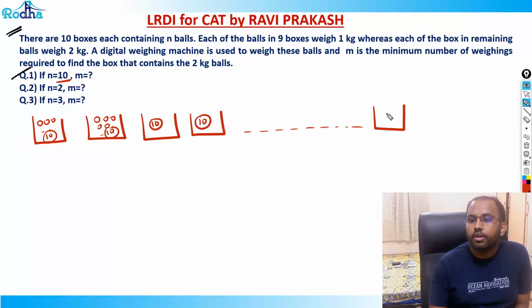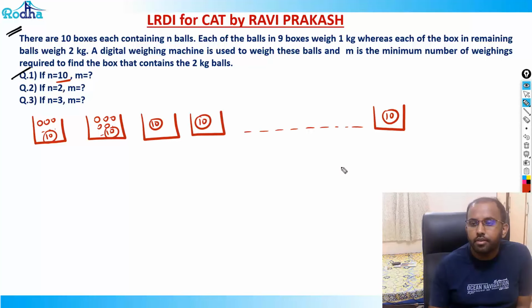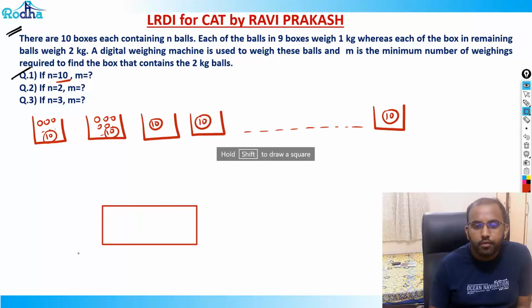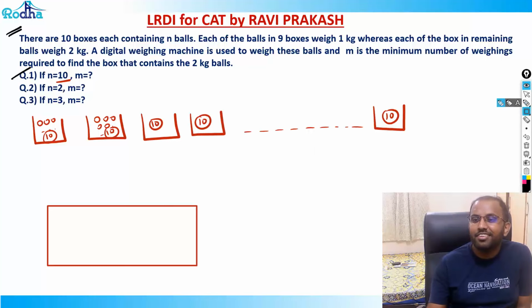That's a great logic, right? Now, the great logic will come. So now, if n equals 10, what is the value of m? There's a digital weighing machine here. Let me make use of this. We have paid the price for this automation, so let's use it.